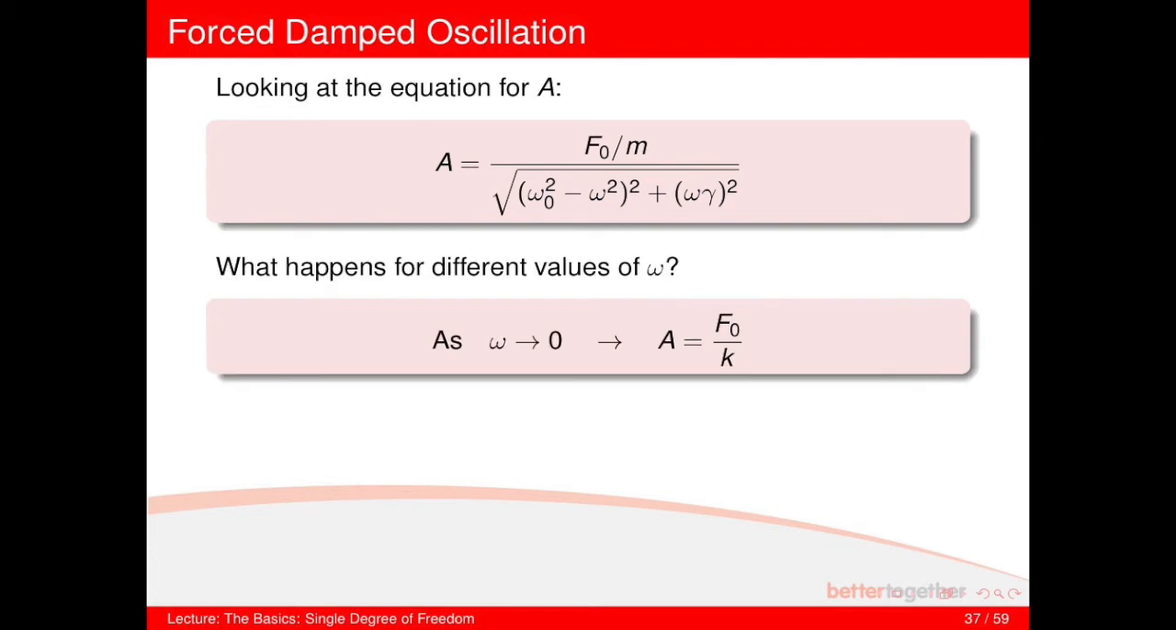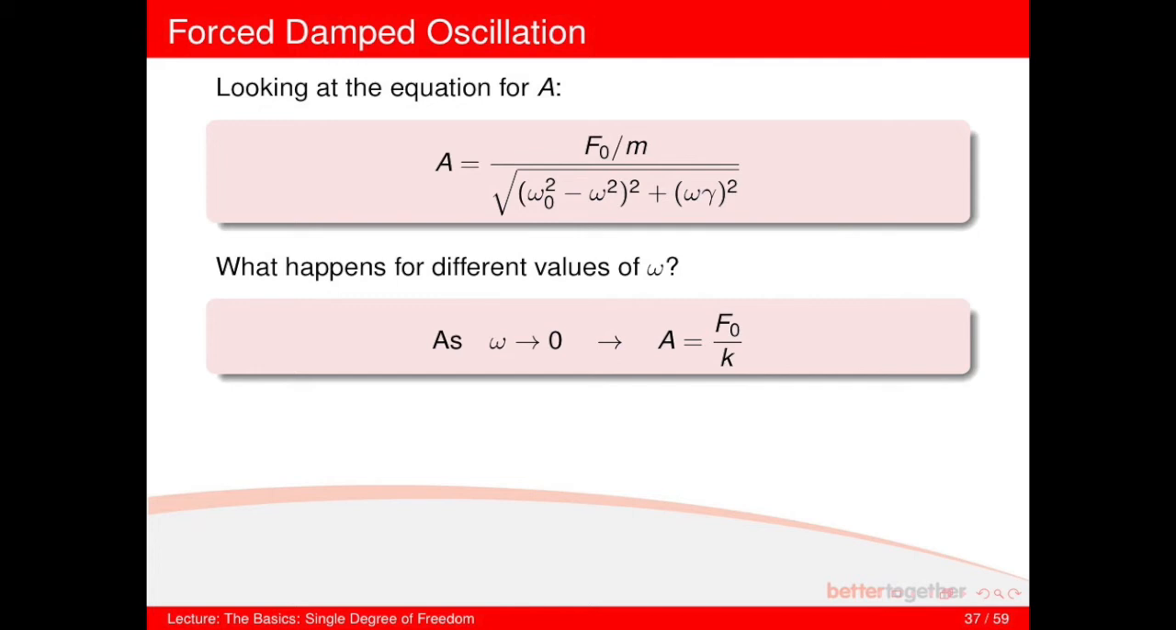We'll see in a minute in the plot, but basically, as omega goes to 0, we end up with F0 upon K. That makes sense. That's a static displacement. If you're not oscillating the system, you pull it back with a force, and the force is just going to be opposed by the spring. The spring force is K times the displacement, A is the displacement, multiply that and you get a force. So that's static displacement, that doesn't change.